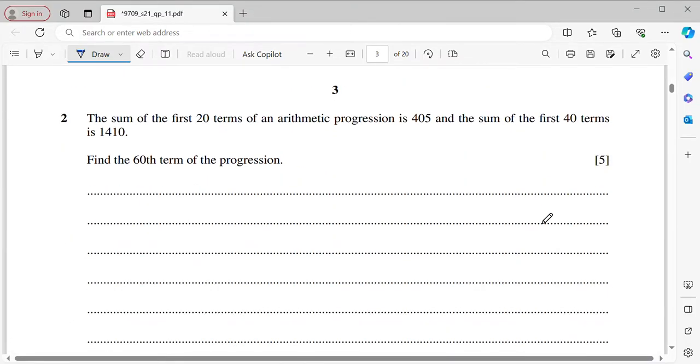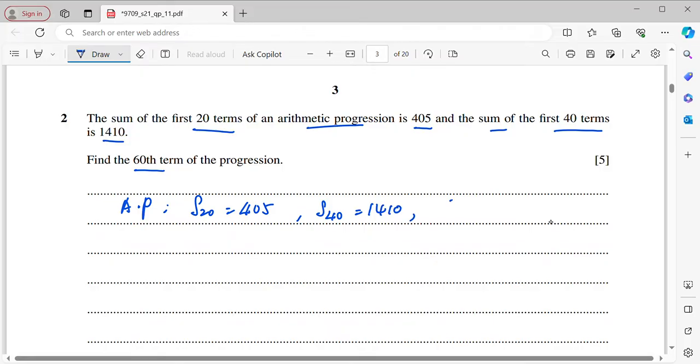Okay, next question number 2. The sum of the first 20 terms of an arithmetic progression is 405, and the sum of the first 40 terms is 1410. Find the 60th term of the progression. So this is an arithmetic progression. S20 is 405, S40 is 1410. Now we need to find what is T60.